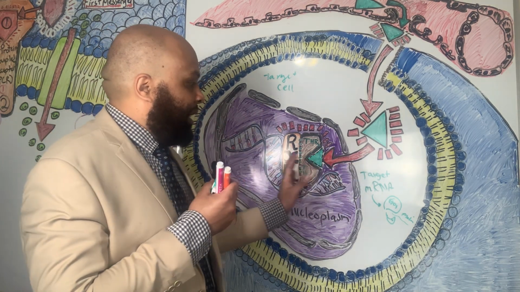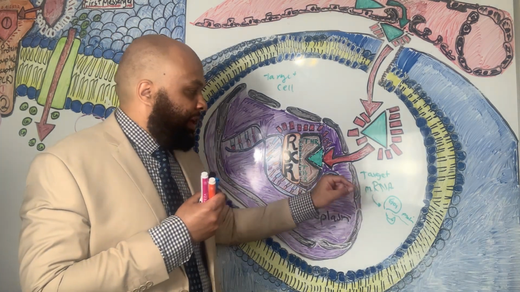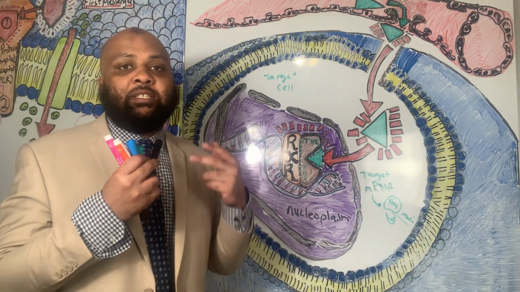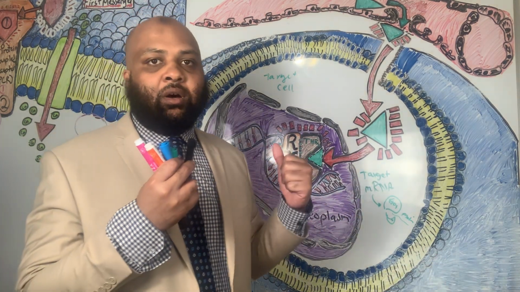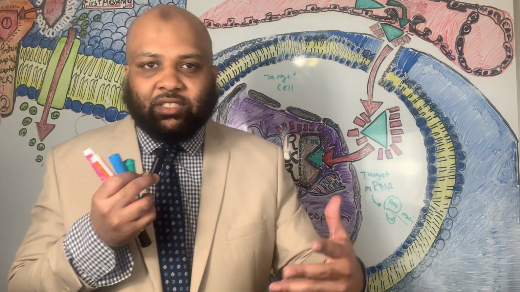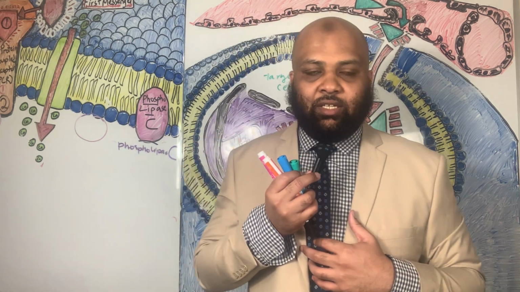From that point on, they're all very similar, where we have a transcription of target mRNA, and the target mRNA would give us target proteins, and these target proteins are very important because the target proteins manifest for us our target responses in the cell for each particular hormone.